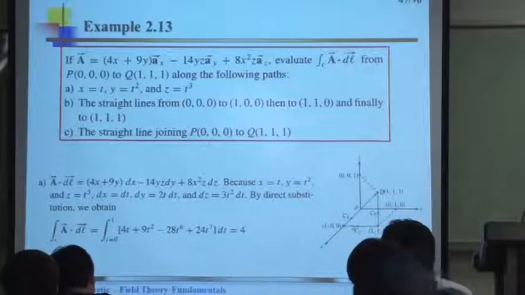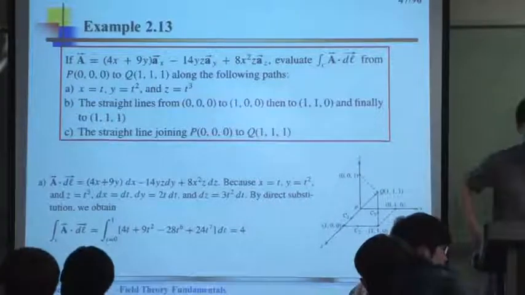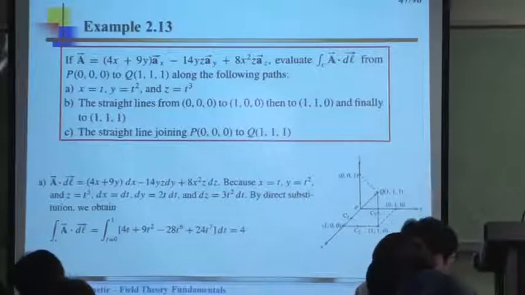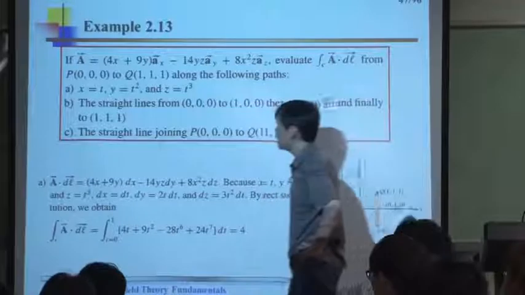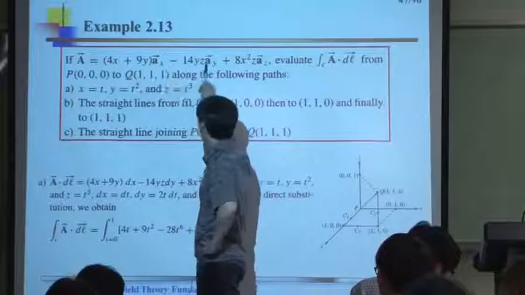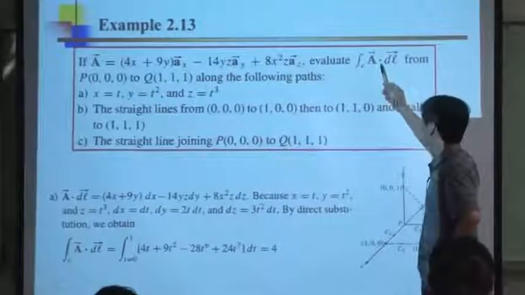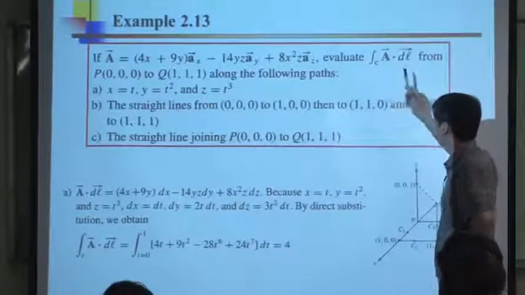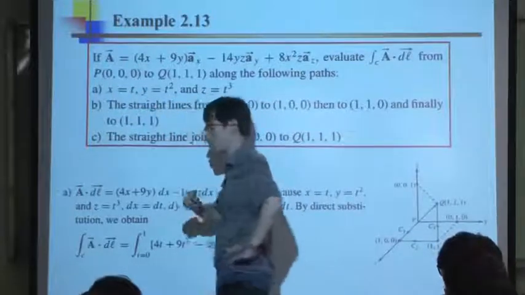Okay, it's hard. So here is the example. It is a good example of how much you understand the integration of vectors. Here the vector function A is given in this way, in x, y, z coordinates, and this calculation should be done from point P to Q.